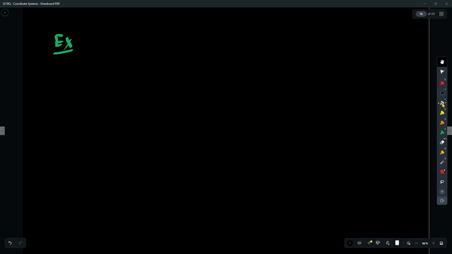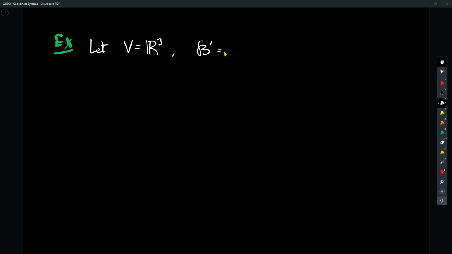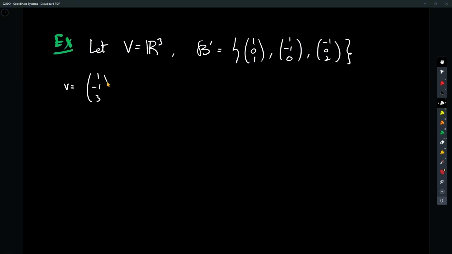So how do we find coordinates? For example, let V be R3. We're going to take as a basis the basis we had before: 1, 0, 1, then 1, minus 1, 0, and minus 1, 0, 2. And now I want to take a vector, for example the vector 1, minus 1, 3, and we want to find the coordinates of V with respect to B prime.